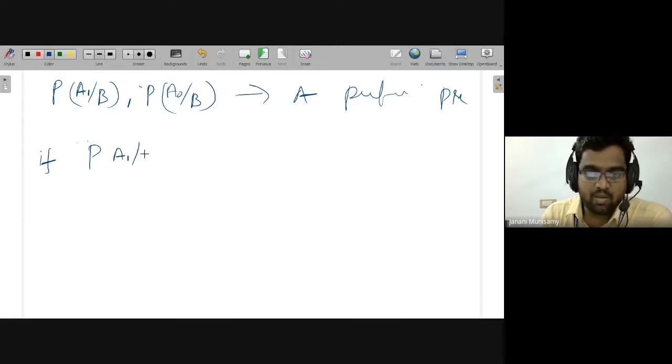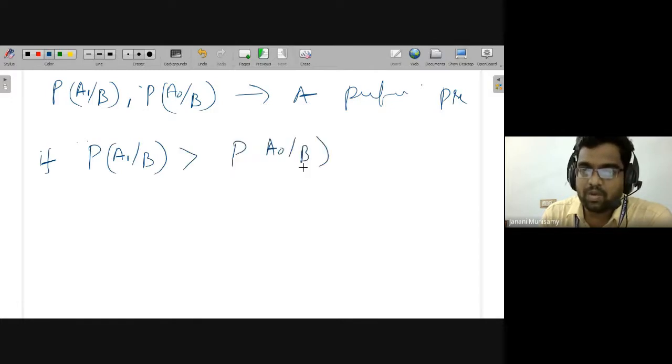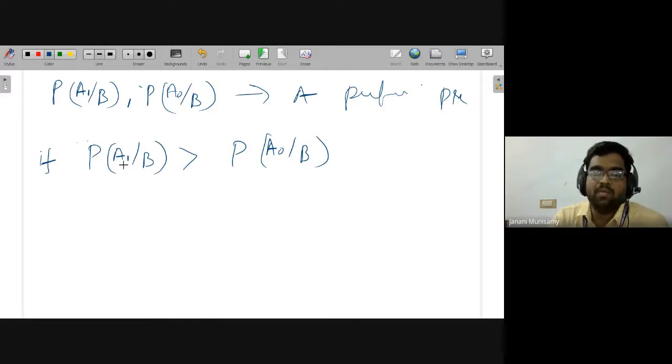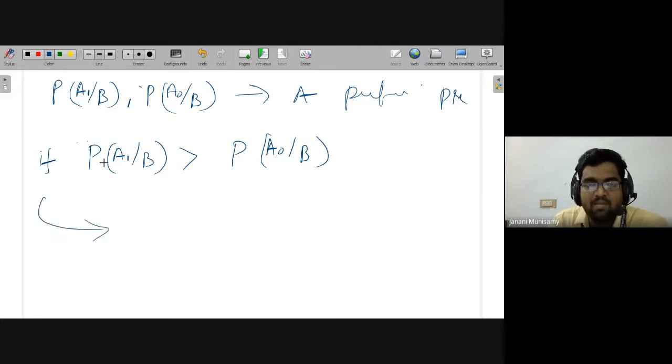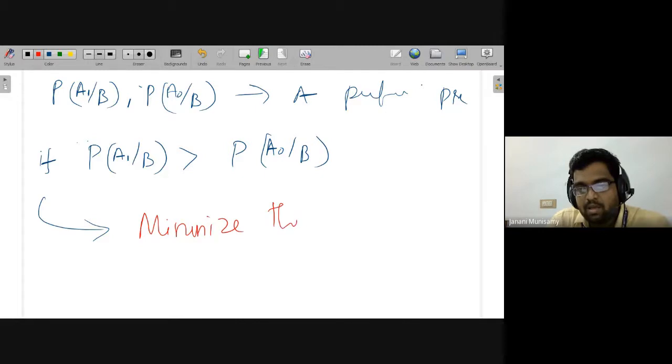Suppose we are making the decision based on this probability, and probability of A1 given B may be greater than probability of A0 given B. We have received something, then what is the probability that A1 has been transmitted or A0 has been transmitted? Once you are doing the decision based on this, then we will get the minimized probability of error. So this technique minimizes the probability of error at the receiver.